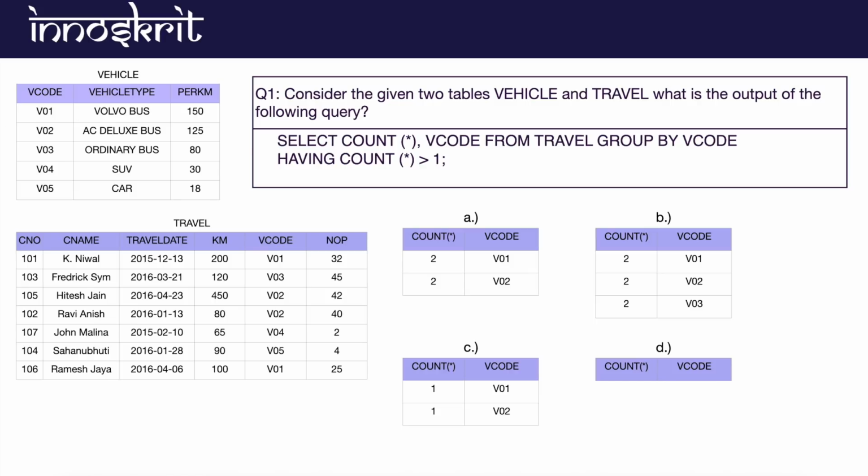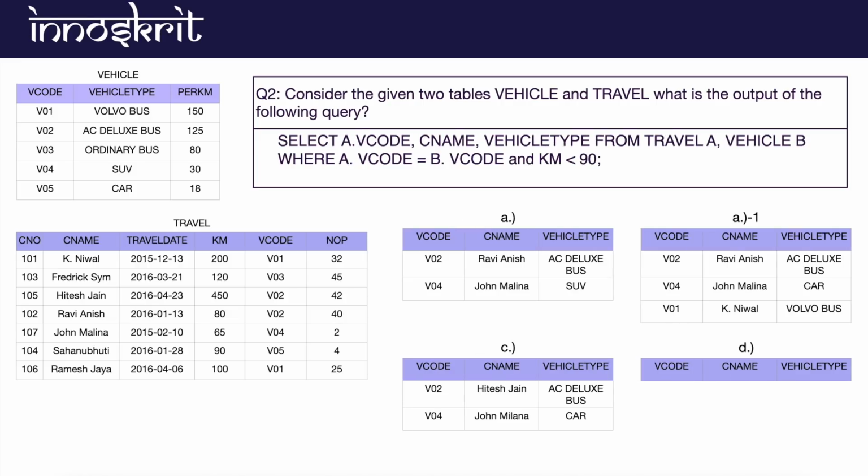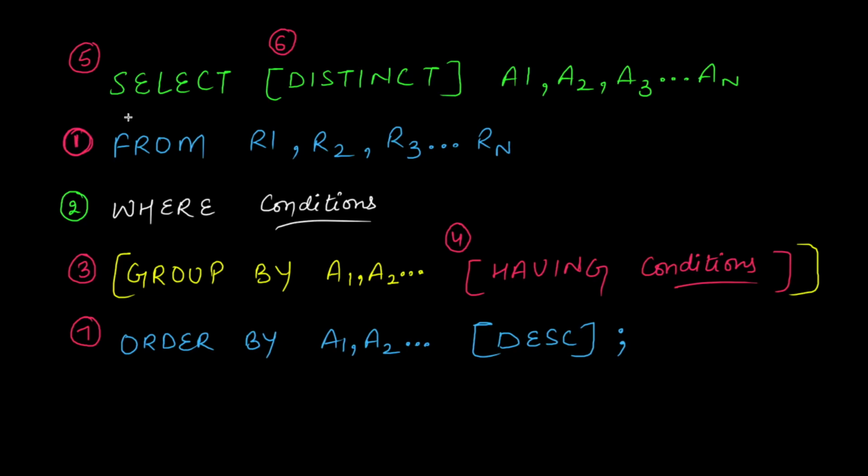So the answer to this question is going to be option A. Now let's move to the next question. This is a simple question. Now let me explain this. Whenever you write from table, again we will be executing this query as per our rules. Whatever rules we have discussed here, we will execute that query in this manner.